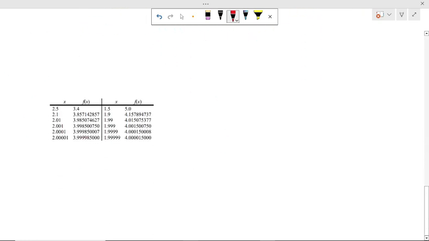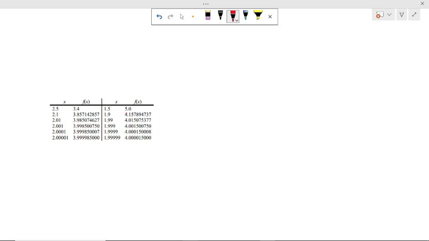I solved it here. So we took values like 2.5, 2.1, 2.01, 2.001, 2.0001. Then we evaluated the function at those particular points. So for 2.5, we had 3.4. For 2.1, we had 3.857. For 2.01, we had 3 point something.